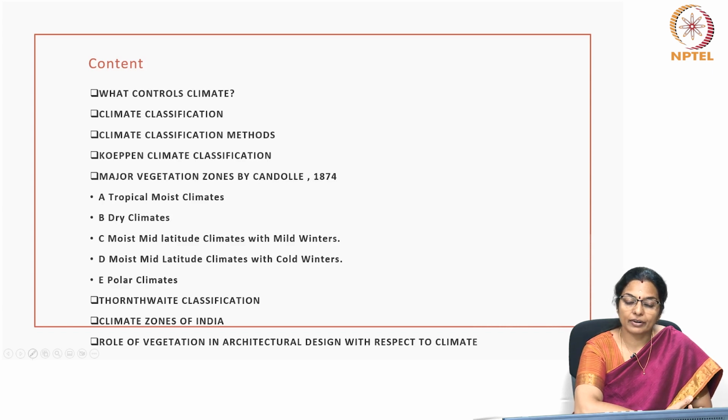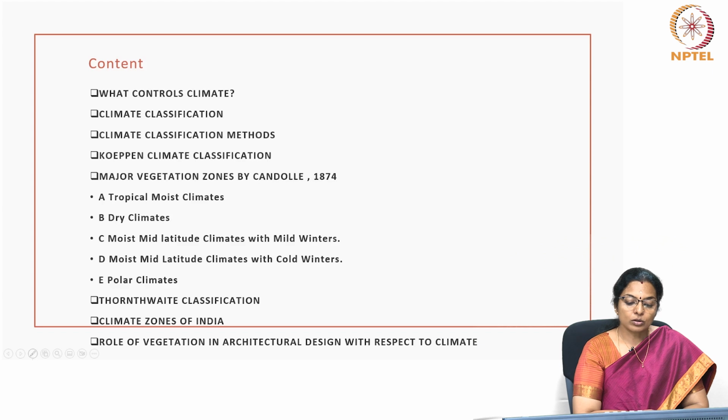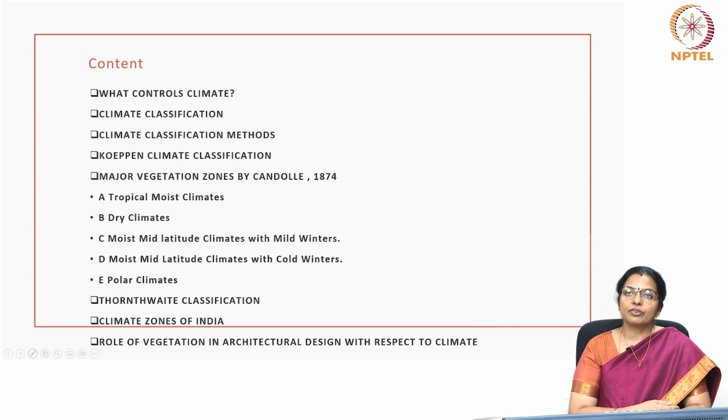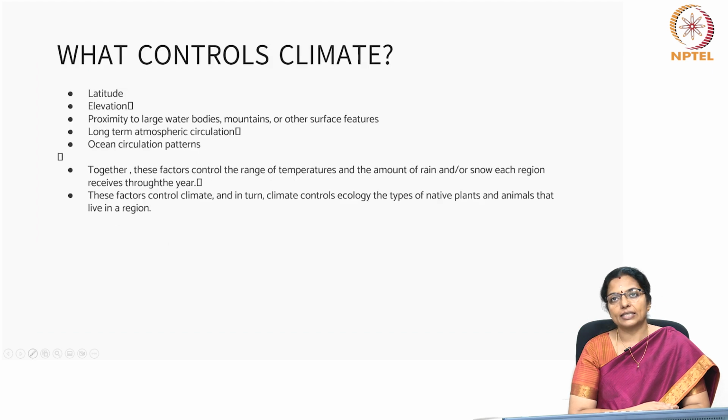accepted way of classifying climate in the world, the major vegetation zones by Candolle, which comprises of tropical moist climate, dry climate, moist mid-latitude climate with mild winters, moist mid-latitude climate with cold winters, and the polar climate. We'll also look at Thornthwaite classification, and we will also touch upon climate zones of India, but this time this class is primarily on Koppen climate classification and climate classification based on vegetation of the place.